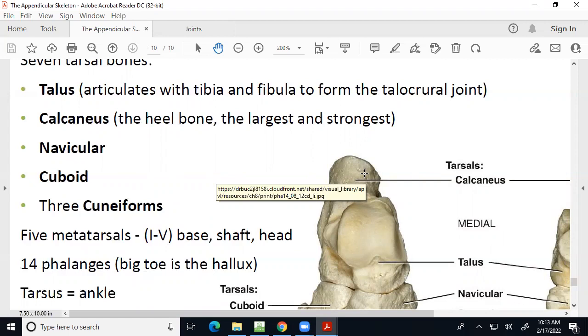I don't really care about the different ways of naming them; just cuneiforms is perfectly fine. Then you've got 5 metatarsals and 14 phalanges, kind of the same situation. Each is going to have a base, shaft or body, and a head. And we give Roman numerals to the metatarsals 1 through 5, as you can see in the picture.